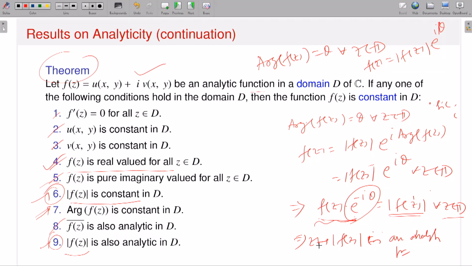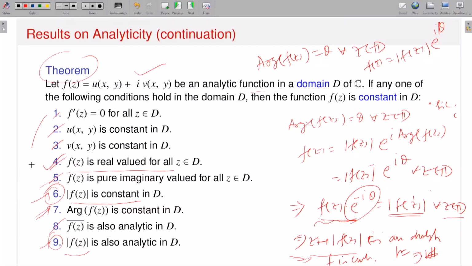But just now I have discussed in 9, if this is an analytic function and it is taking purely real values, what will it imply? Using 9, z goes to modulus of f(z) is an analytic function taking purely real values. So this will imply that f is constant. So therefore actually I am using the earlier one to conclude the next problems.